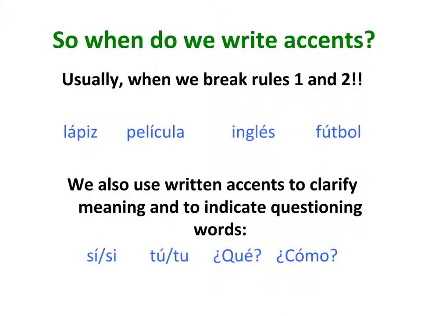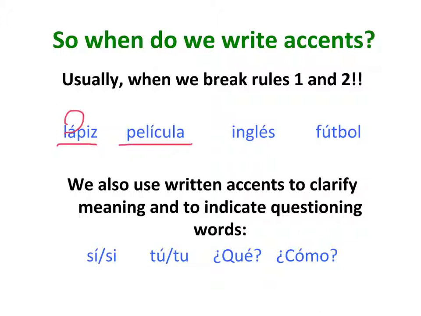Look, for example, at the word lápiz. It ends in a Z, so it's a word that falls under rule 2 because it ends in a consonant other than N or S. So if you followed rule 2, it would be pronounced lapíz with the stress on the last syllable. But that's not how we say it. We say lápiz with the stress on the A, and that's why we have to write it in, so people know to say lápiz.